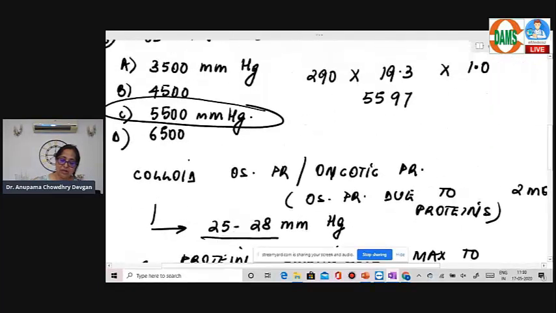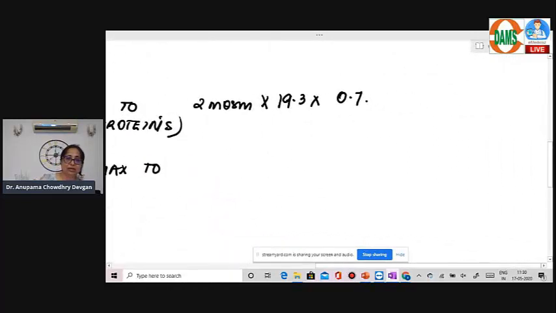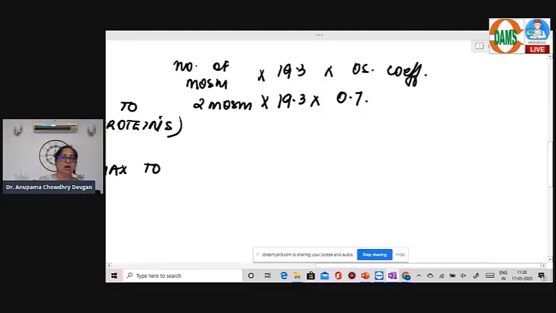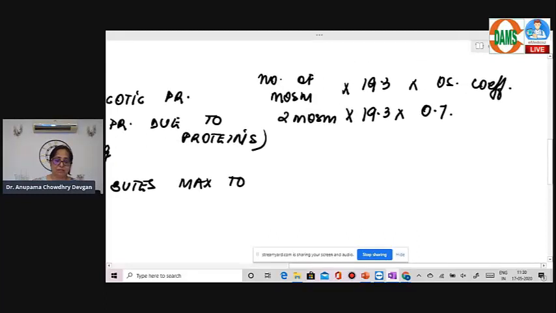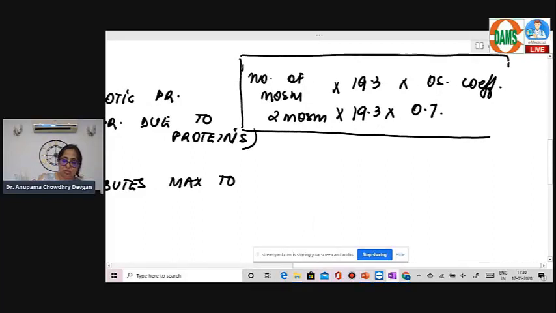Colloid osmotic pressure is the number of milliosmoles of proteins into 19.3 into the osmotic coefficient. That is how you're going to calculate the colloid osmotic pressure. Yes, this is the formula for colloid osmotic pressure: number of milliosmoles into 19.3 into the osmotic coefficient. Okay?